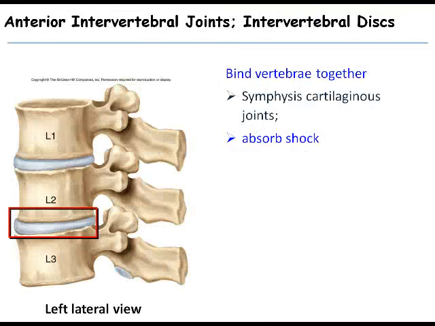The joints of the vertebral column consist of the anterior intervertebral joints, which is a fibrocartilaginous joint called a symphysis. These fibrocartilaginous joints are extremely important to absorb the shock and the load that's placed within the back region.